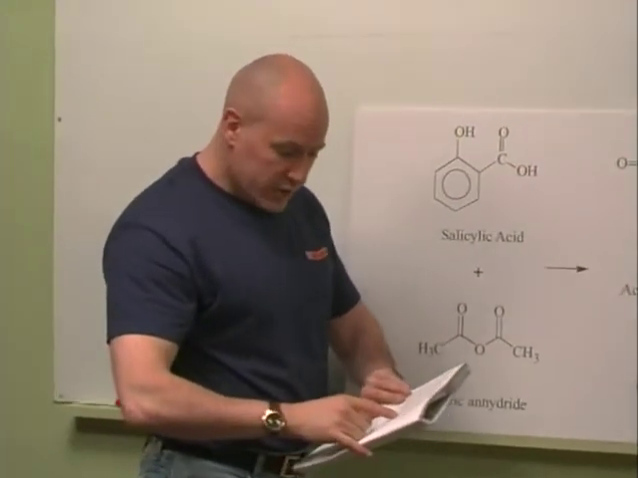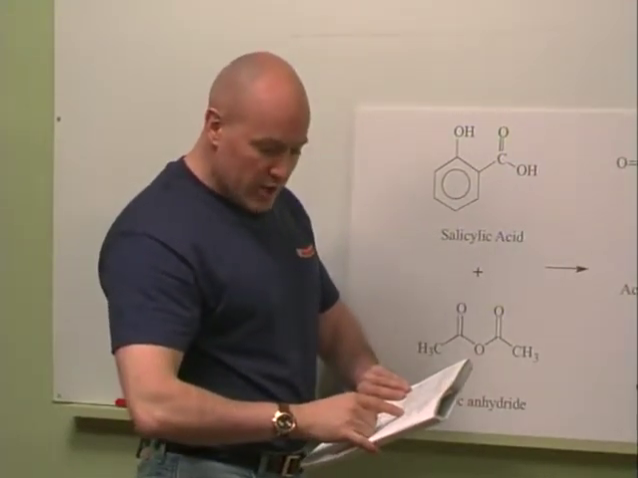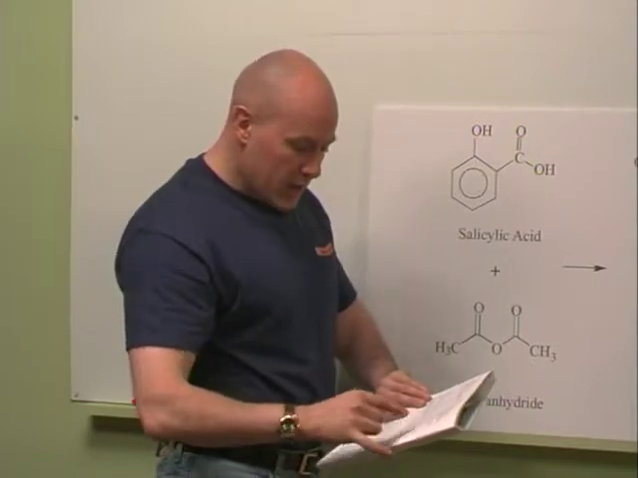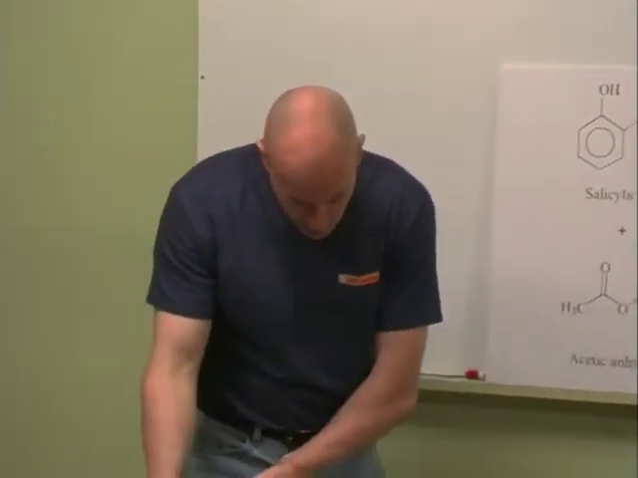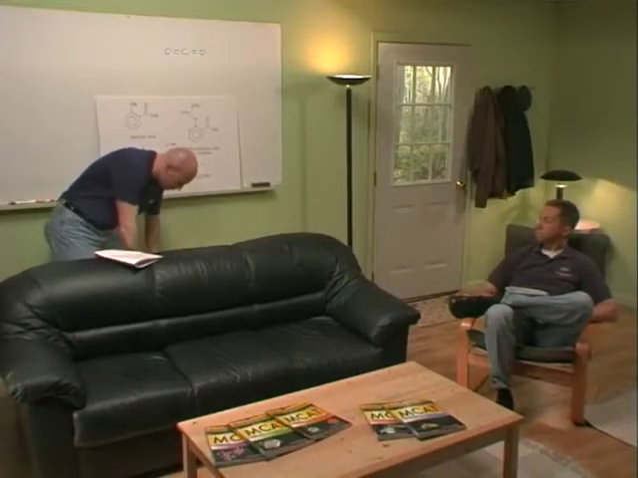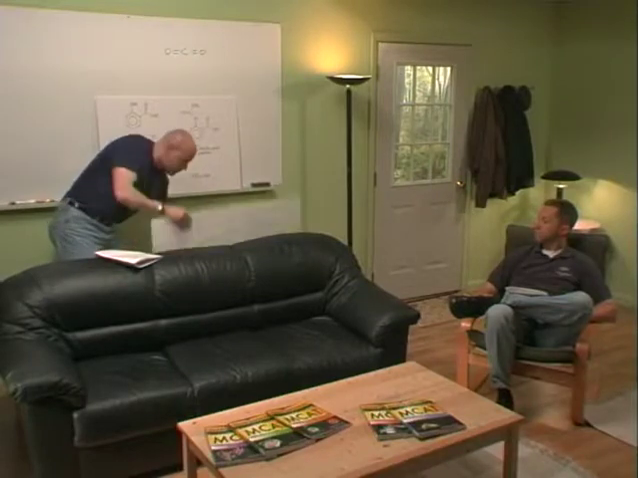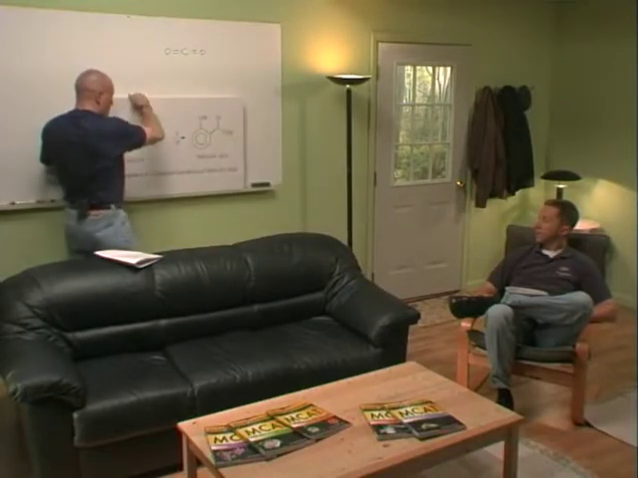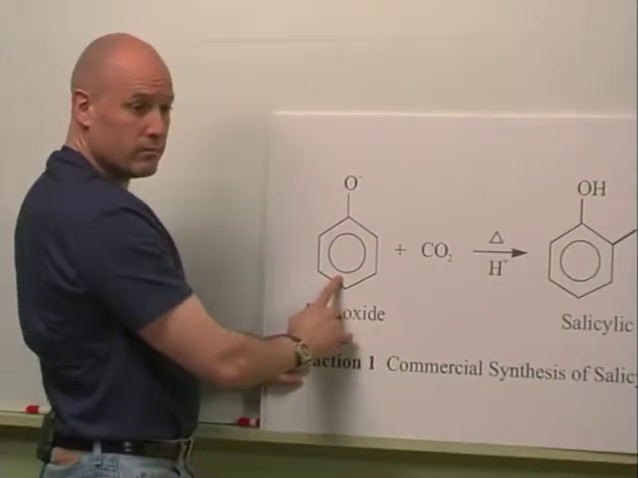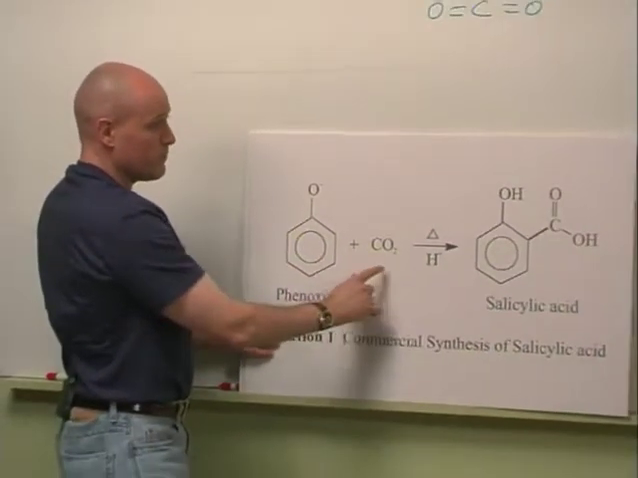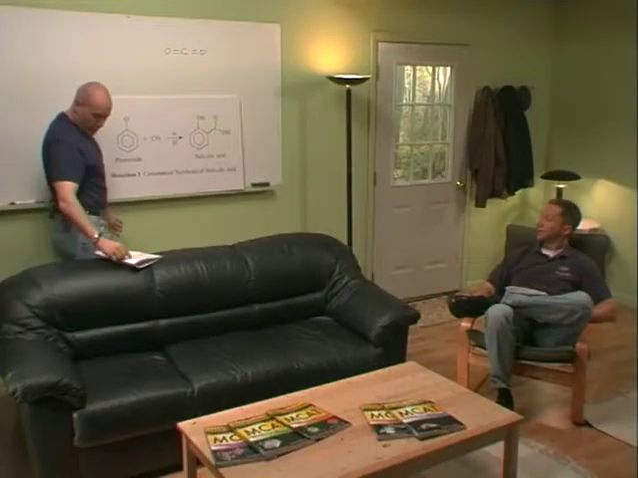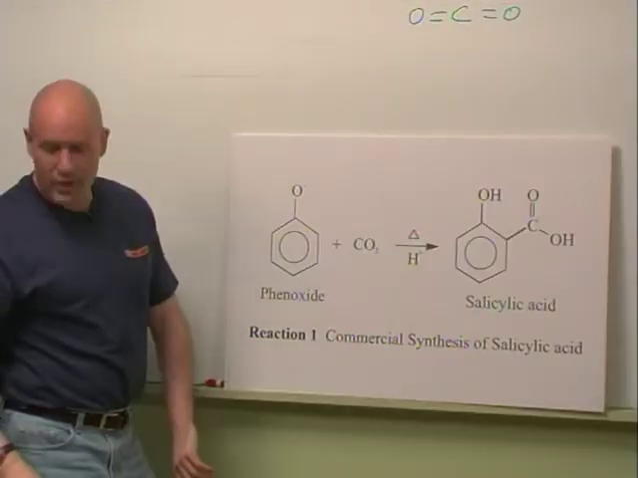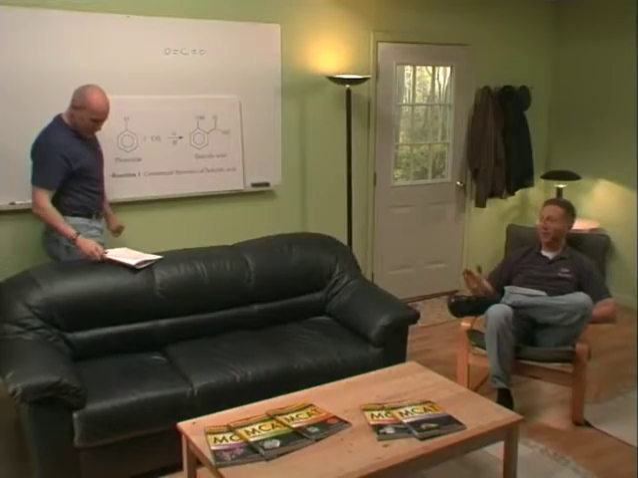Question 146. The reaction converting phenoxide to salicylate ion is a... and so we take a look here at reaction 1. Yep, we're adding CO2, so that would be a carboxylation reaction. Very good, Jordan. And that's answer choice D. 146 is D. Okay, that was an easy one.